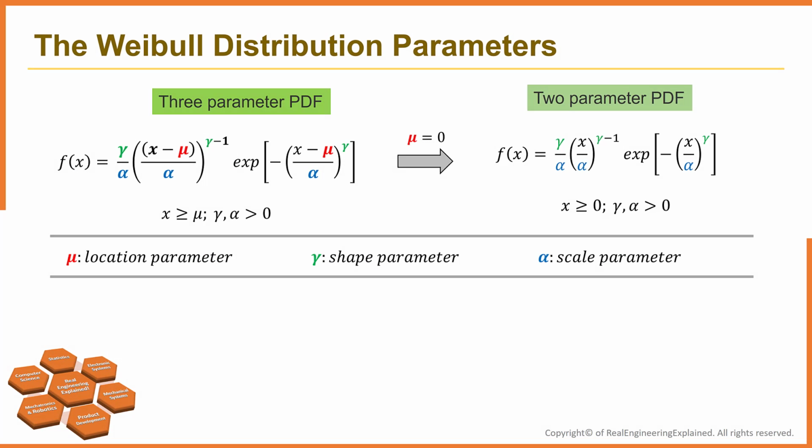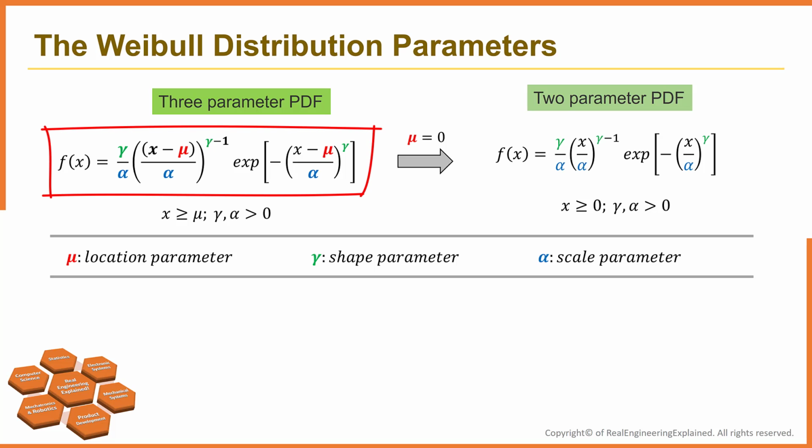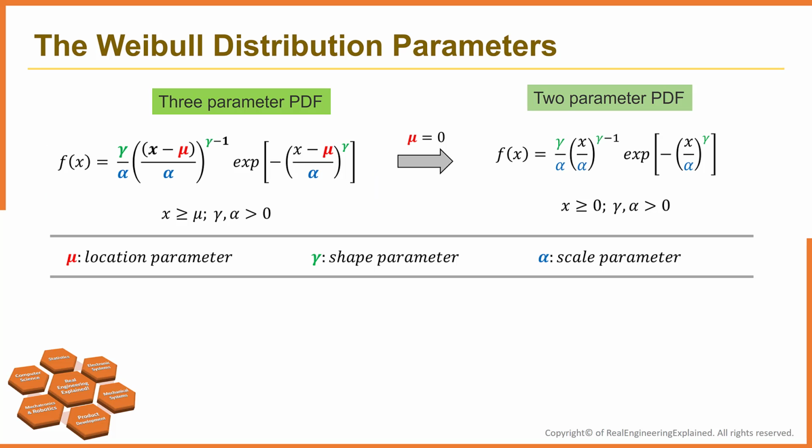There are two versions of the Weibull probability density function, the 2-parameter PDF and the 3-parameter PDF. Here is the 3-parameter PDF with shape parameter gamma, scale parameter alpha, and location parameter mu. The second version is the 2-parameter PDF, whose formula is practically similar to the 3-parameter Weibull, except that the location parameter mu is equal to 0. In both versions, the shape and scale parameters are bigger than 0. The location parameter mu just changes the location of the Weibull distribution along the x-axis. It moves the whole graph to the right or to the left.